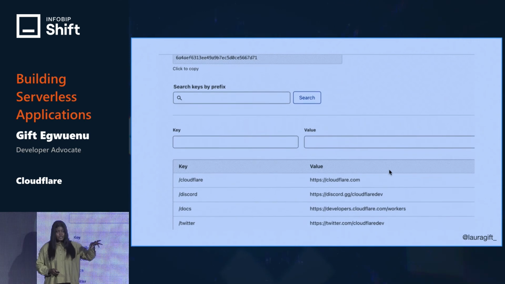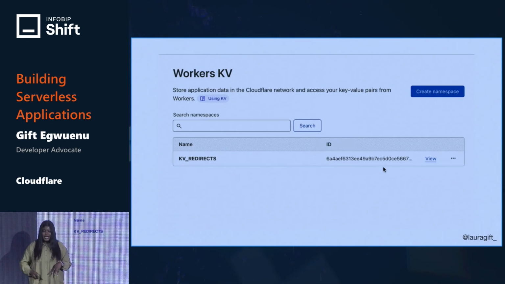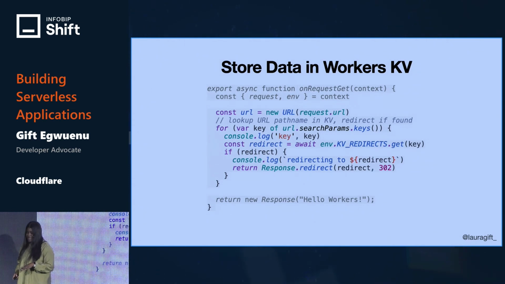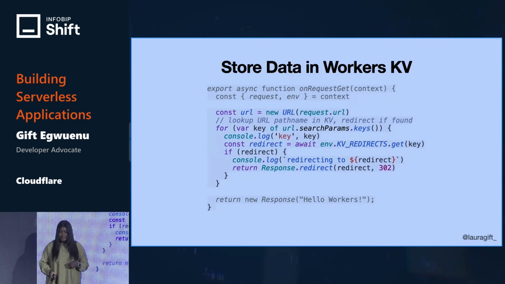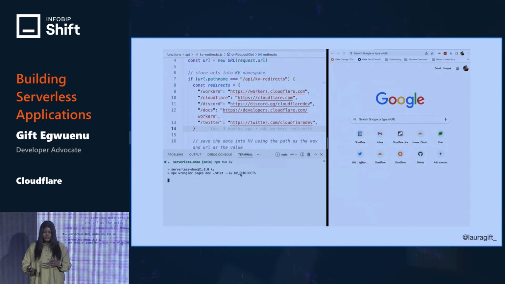So the redirect object that I had, I put it to KV, it's cached on the edge, and now what I do next is specifically say that for every key, so for every URL that I fetch with the key, it should redirect to the actual URL that I've stored on KV. So this is an example demo of me trying to do that.